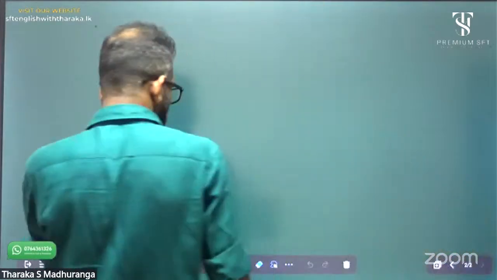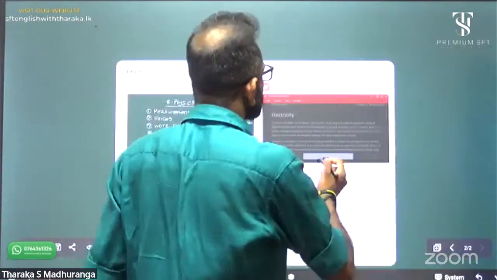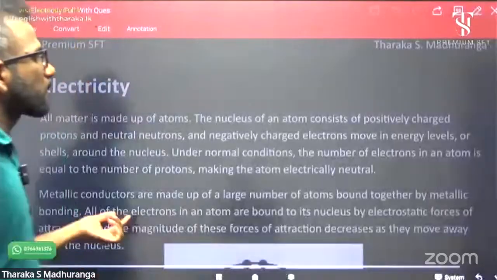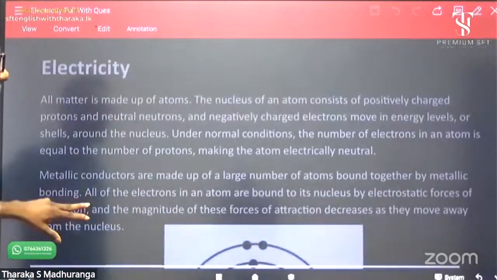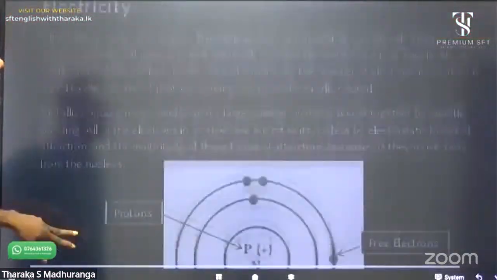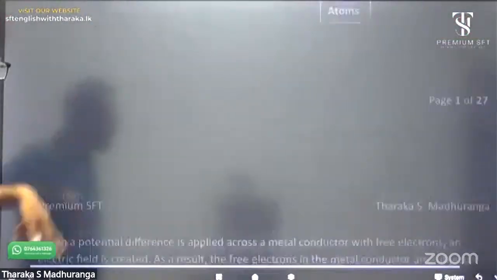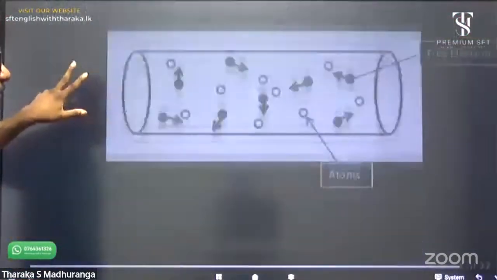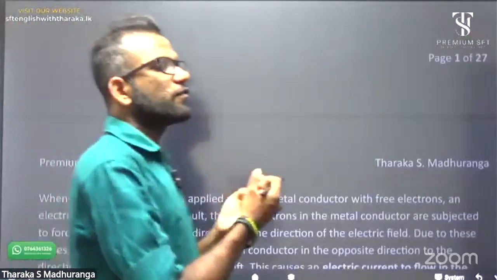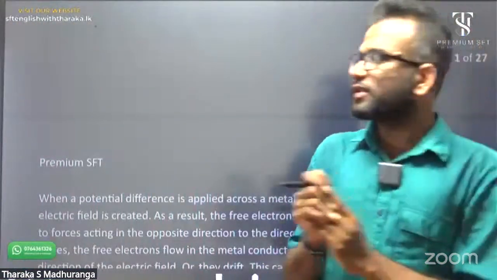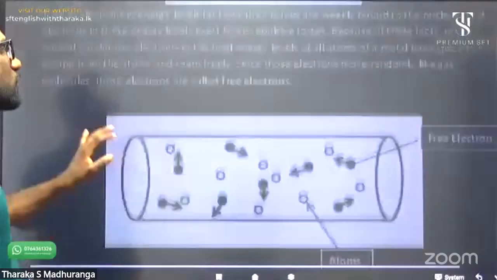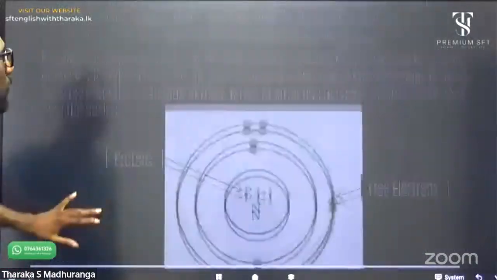Okay, electricity. Okay, this is your tube. Today you don't need this tube. I will explain the basics of electricity. How this current is flowing through these conductors.